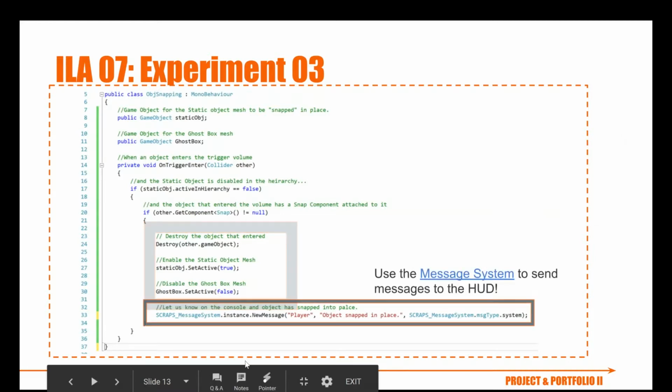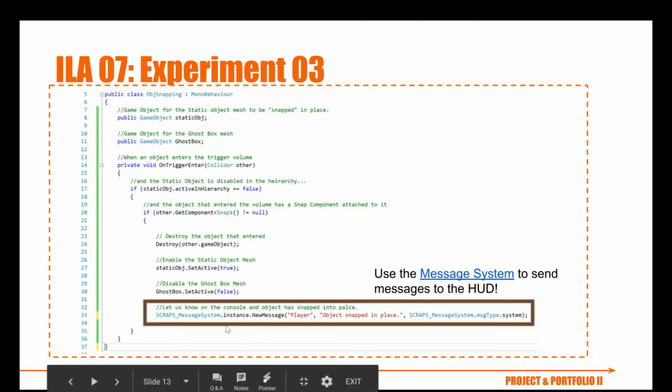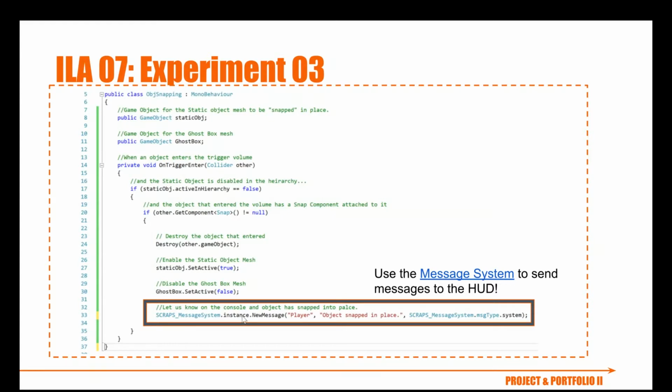And then at the very bottom down here, we have the Scraps message system. So this works the same as if you had a print to console. Basically, we know this function is happening, but now we can communicate right in the UI. So the Scraps message system is an instance. What that means is there's only one of them. There's only one Scraps message system.